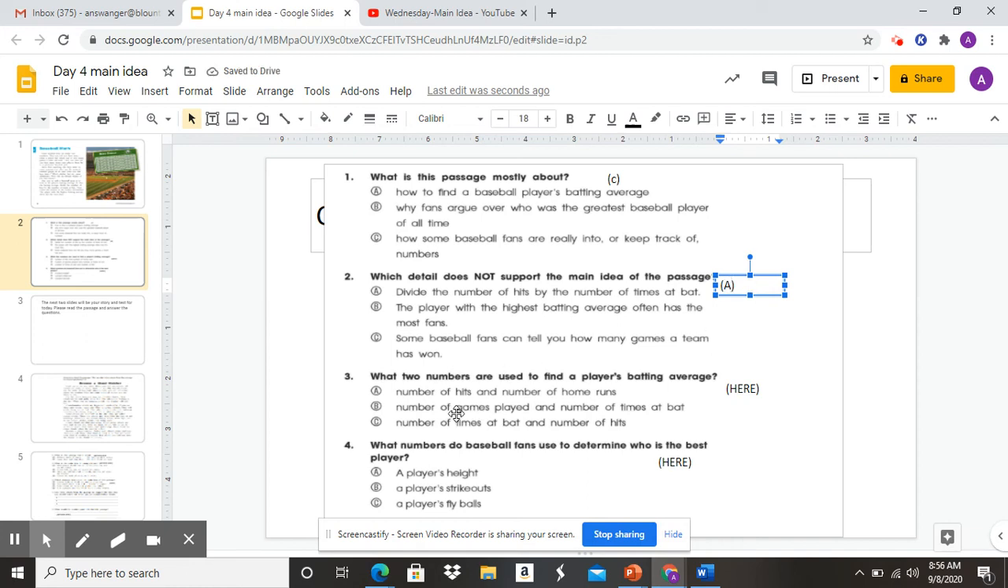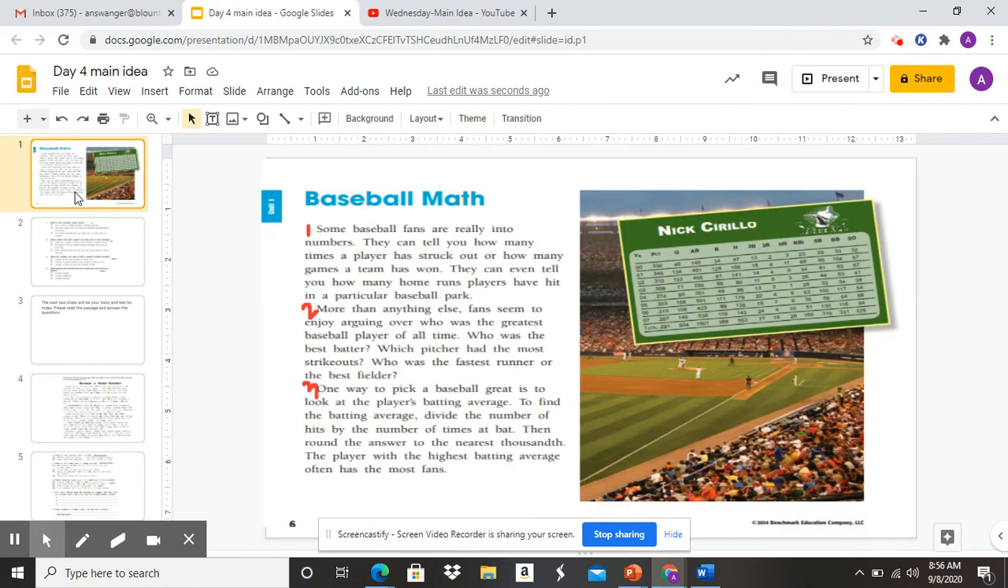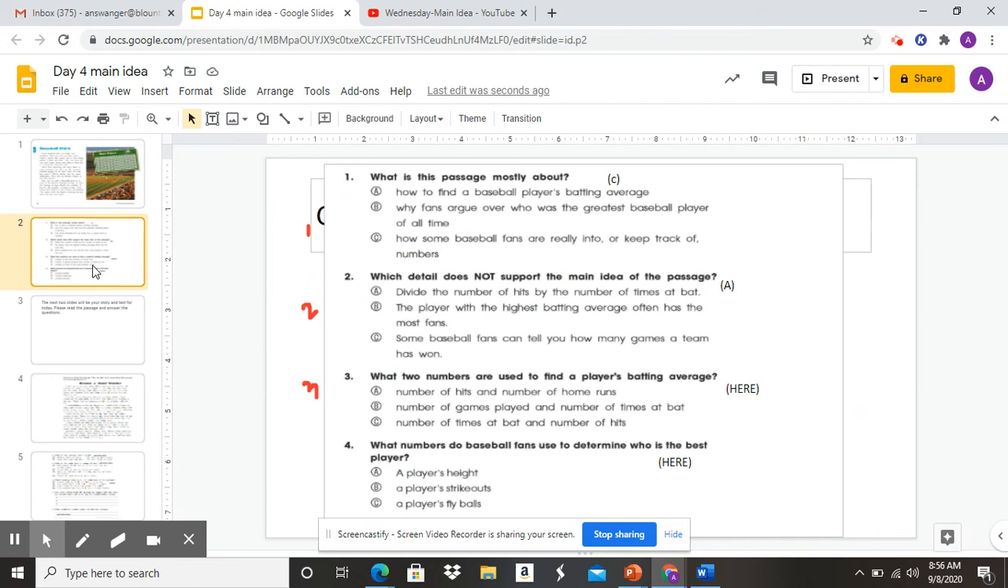Now let's read number 3. What two numbers are used to find a player's batting average? Well, I forgot that. And I know that's in paragraph 3. So let's go look to see what two numbers are used. So it says one way to pick a baseball great is to look at their batting average. Oh, here it goes. To find the batting average, divide the number of hits by the number of times at bat. So let's go find that.